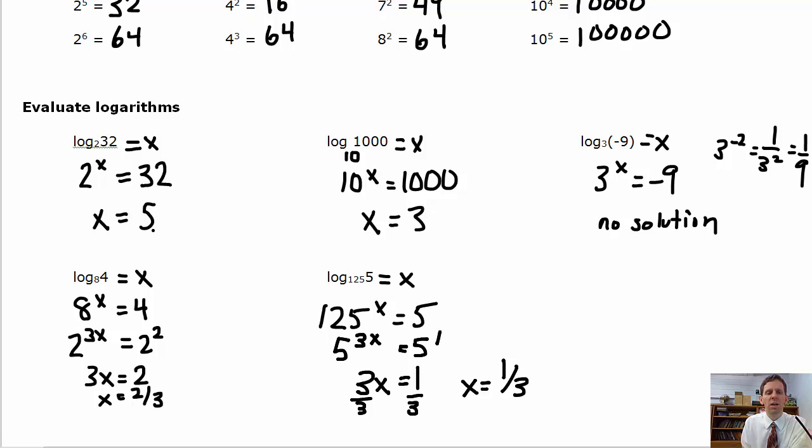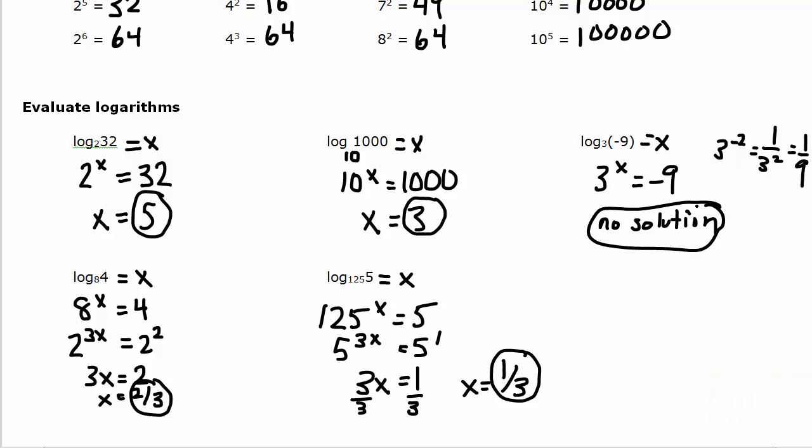Now, in all honesty, your answers here really shouldn't include x because there really wasn't an x in the beginning of any of these problems. We kind of added it in here. So really what you want to say is the answers for these problems are just the numbers themselves. So that's all I'm going to circle here, are the numbers. These are actually the solutions to the problem. We really don't even want to have x in our problem, but it's kind of helpful and makes it a little bit easier to work with. In all honesty, your actual answer should be 5, 3, no solution, 2/3, and 1/3.